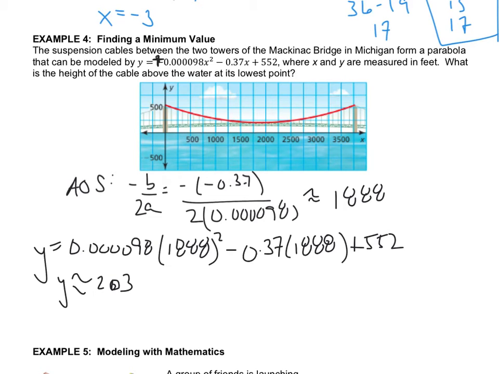So to answer this question, what is the height of the cable at its lowest point? It is 203 feet above water.